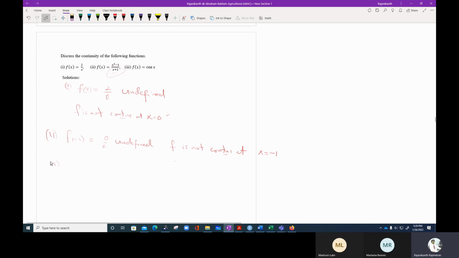So you could think about the third one. The cosine function, remember you learned, is a very good function. It is continuous everywhere. If you try to graph the cosine function, it will be a very smooth curve. It will go all the way, continuous everywhere. There's no discontinuity point. Therefore, this function cosine x is a continuous function on the real line.